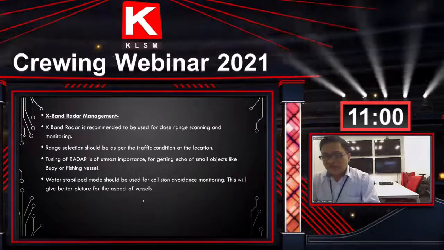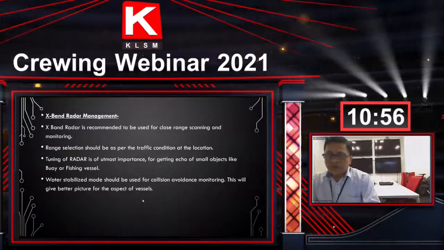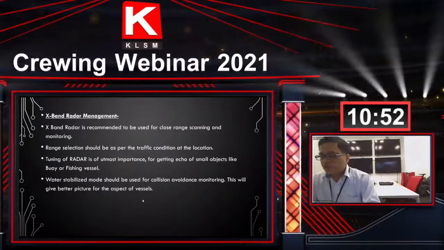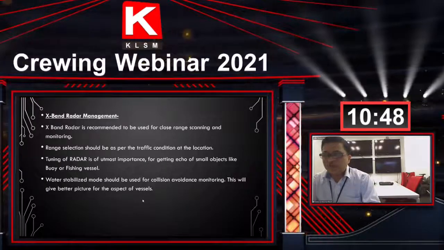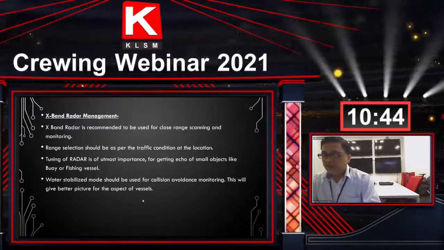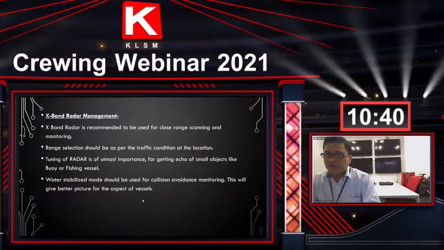Tuning is, yes, I mean, the magnetron radars need good tuning. And as we saw, this vessel had too much clutter, too much sea clutter present at 4 nautical mile range, which means you are not seeing anything. So try to use the tuning, rain, sea clutter, auto tune, all the facilities, to get a better picture.